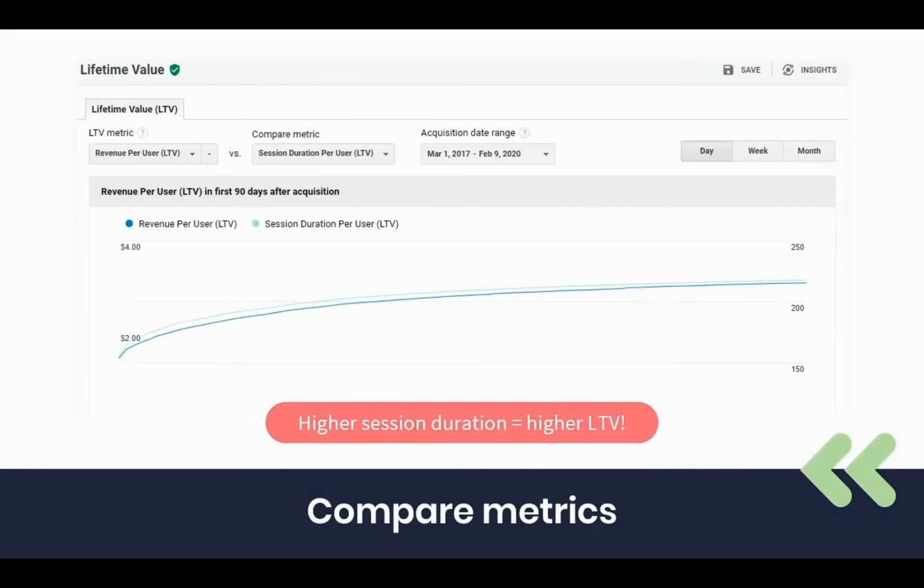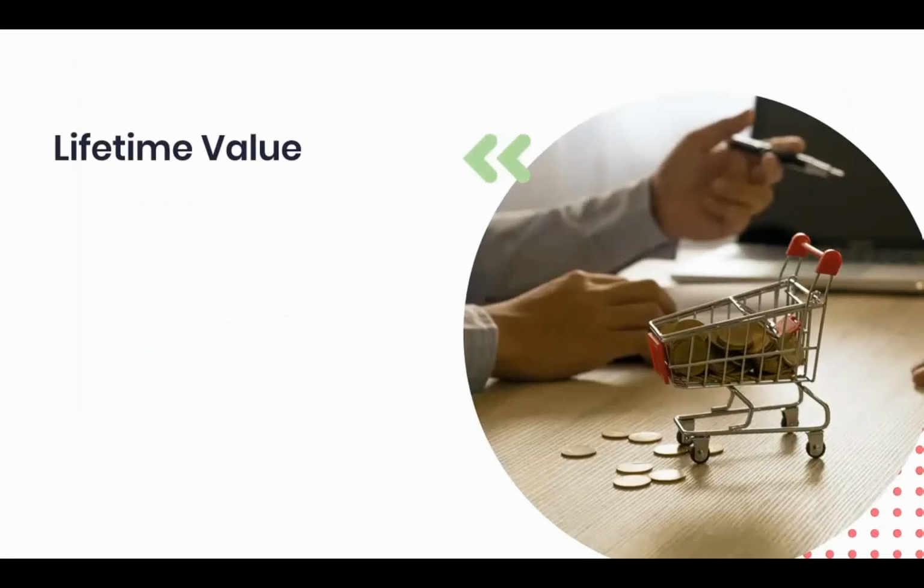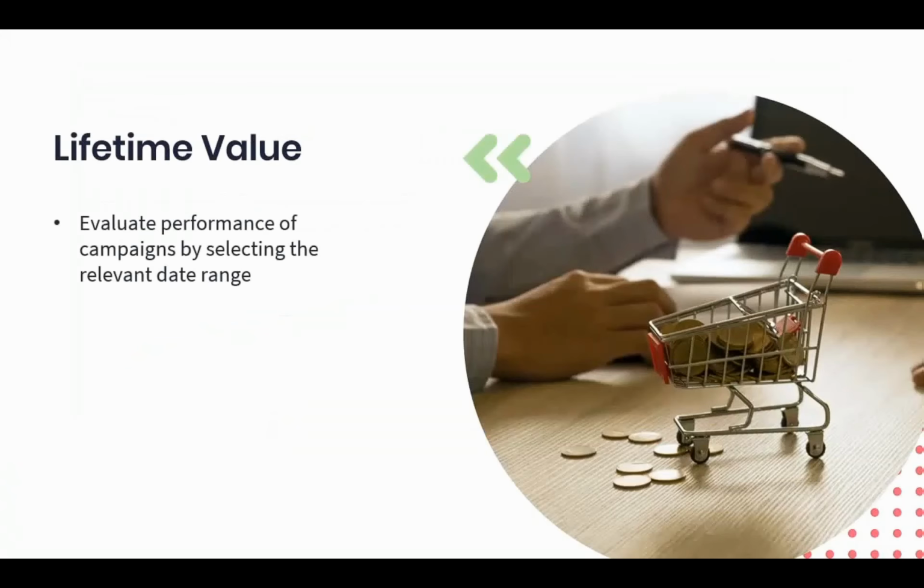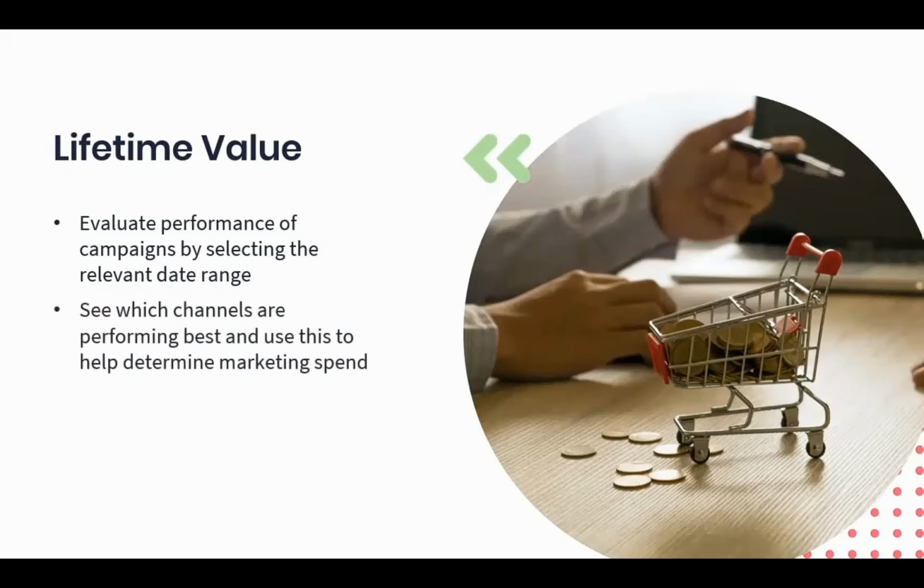So let's recap what else you can achieve with lifetime value. You could evaluate performance of your campaigns by selecting the relevant date range, if of course it happened within this 90-day constraint. You can see whether the consumers that you've attracted through these campaigns actually perform. Do they perform better than average or worse than average? And then, of course, you would analyze further from there. You would try and look at why. You would then see which channels are performing best and use this to help determine your marketing spend.